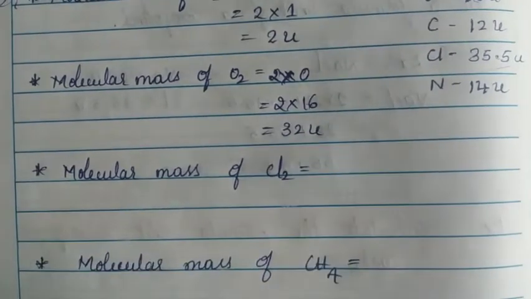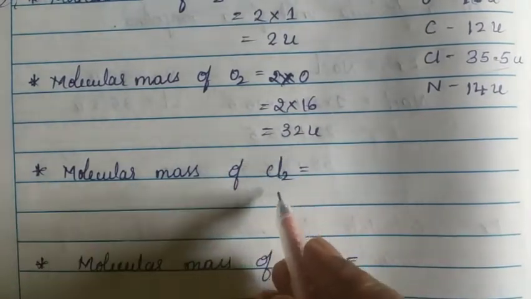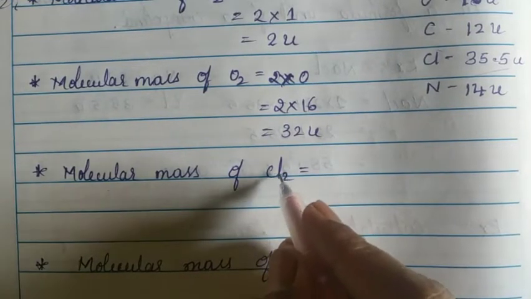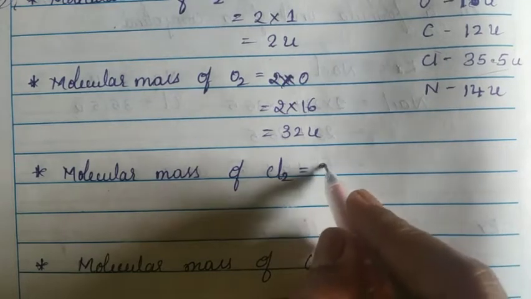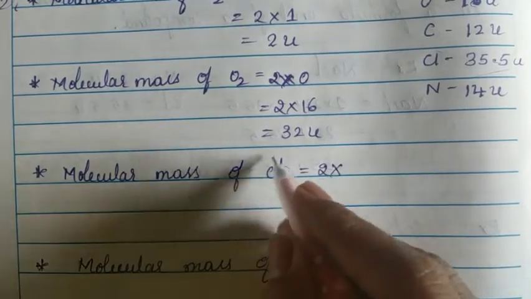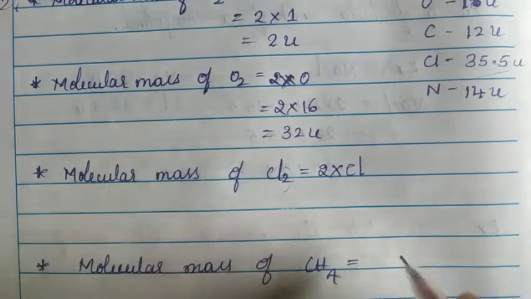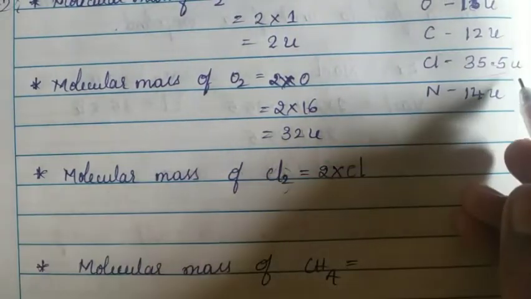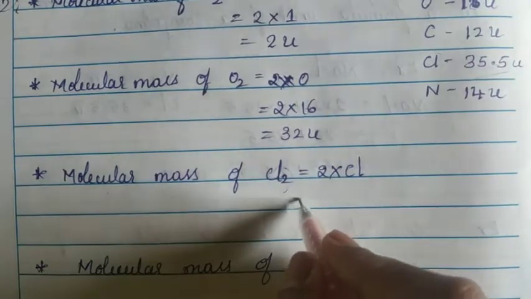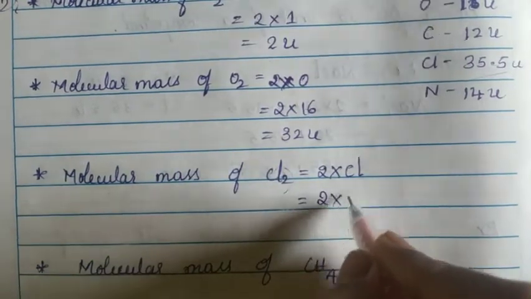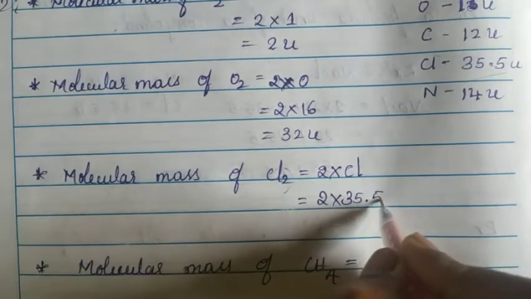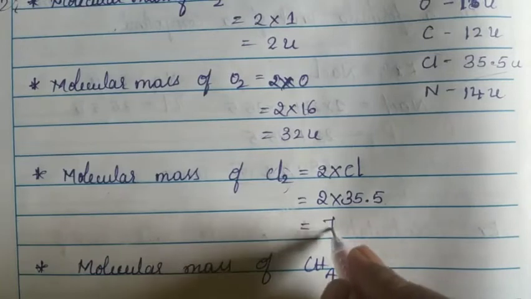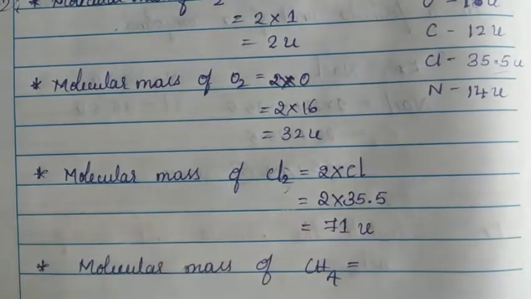Now let us calculate the molecular mass of chlorine. See, children, here also this 2 indicates it has 2 atoms of chlorine, 2 into Cl. The atomic mass of chlorine is 35.5 u. Now substitute: 2 into 35.5. Multiply these two, that gives 71 u.